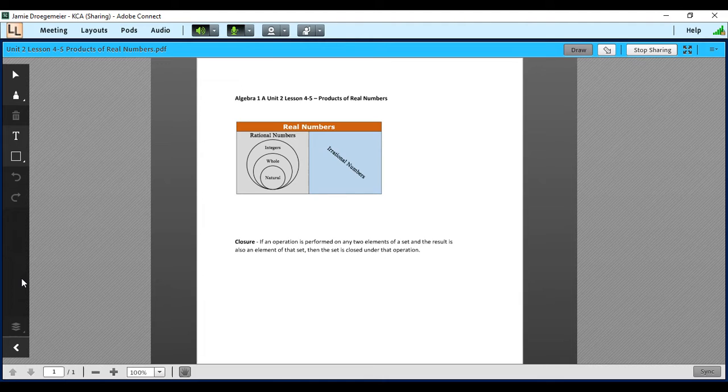Today we're looking at Unit 2, Lessons 4 and 5 in that unit talk about products of real numbers. In our last video, our last lessons, we were talking about the sums of real numbers. So when we add these different types of numbers together. And in that video, I went through kind of the different classifications that we have for the numbers.